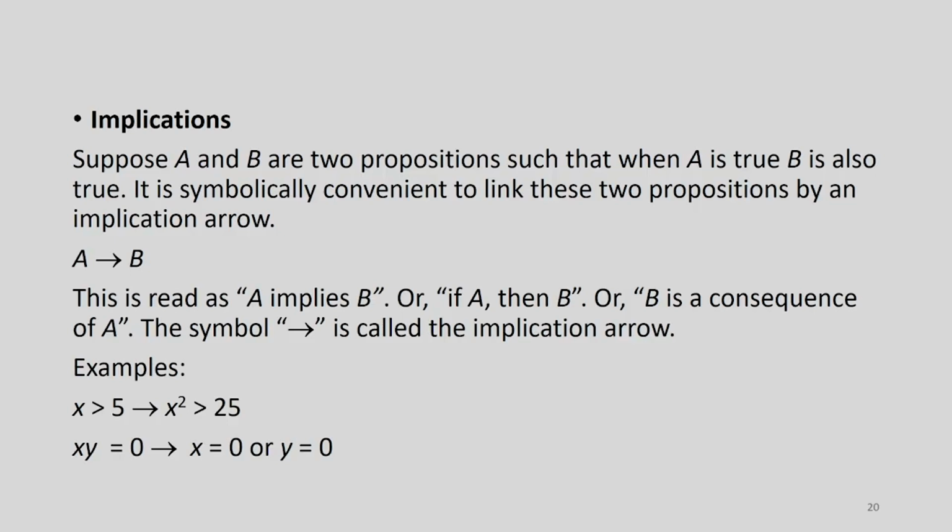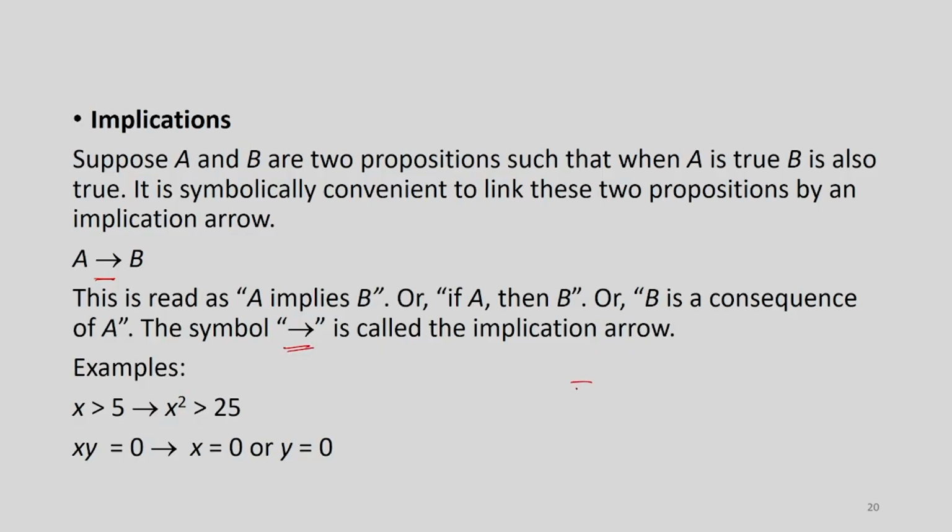Implications. Suppose A and B are two propositions such that when A is true, B is also true. It is symbolically convenient to link these two propositions by an implication arrow. So, this arrow is called an implication arrow, and in words this symbol is read as A implies B, or it can be read as if A then B, or it can be read as B is a consequence of A, right. So, there are different ways to say the same thing. This symbol is called the implication arrow.